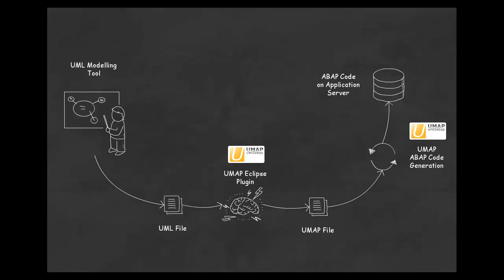The first thing you will need is a UML modeling tool, which creates a UML file. The UMAP Eclipse plugin is then used to generate a UMAP file out of the UML file. The UMAP file will contain all the information which is required by the UMAP ABAP code generator to actually create all the classes and interfaces on your application server. The UMAP ABAP code generator is a normal ABAP program which you can install on your application server.